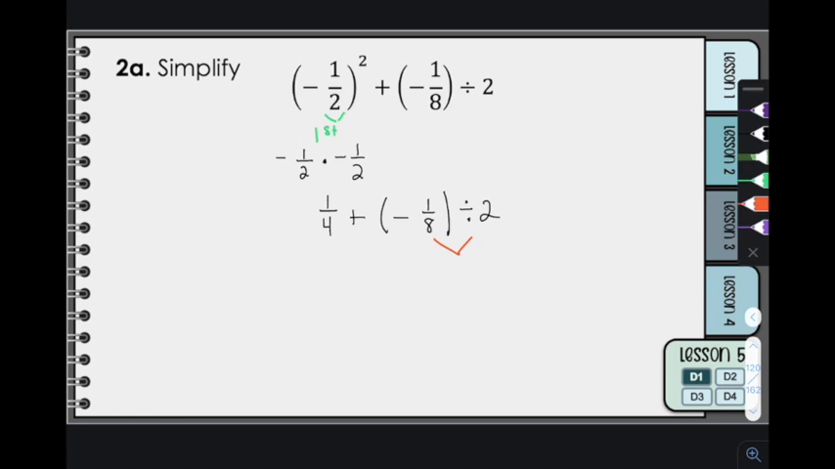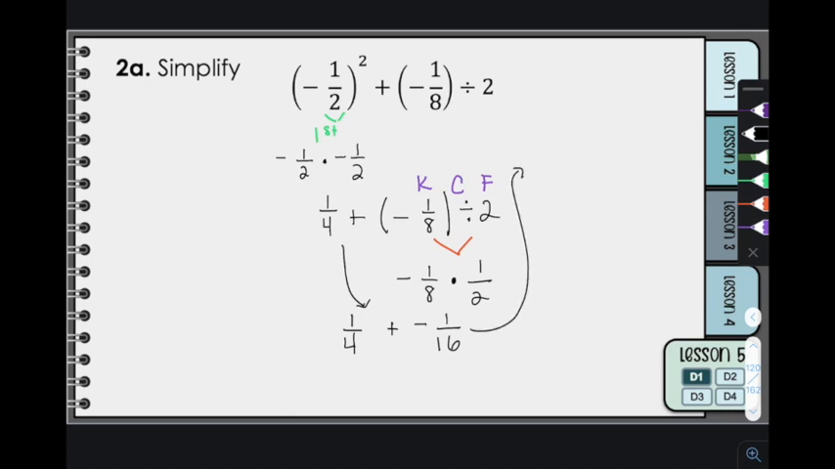We're going to do division, which we would have -1/8, keep, change, flip. So we're going to change and then flip to 1/2. We kept, changed, and flipped. So we have -1/8 times 1/2. We're going to get -1/16. We're going to bring down the 1/4, and it's going to be added to our -1/16, which can be rewritten as 1/4 minus 1/16.